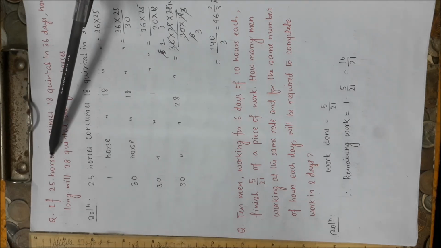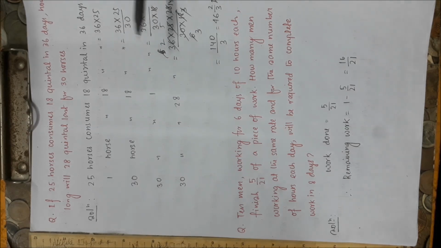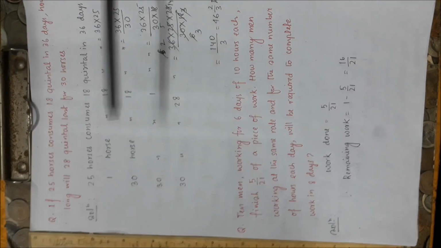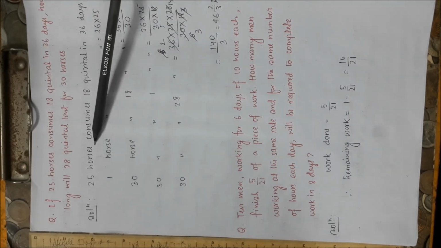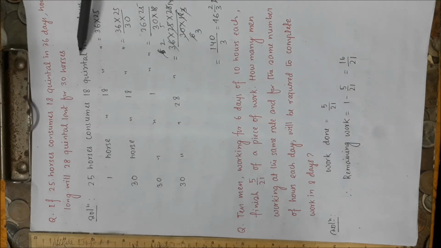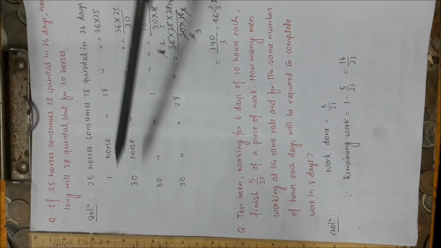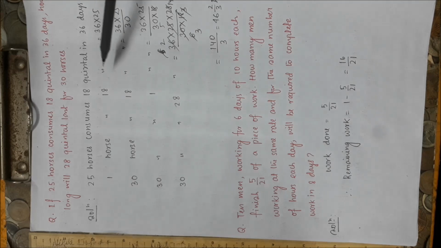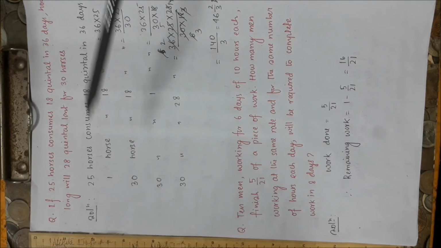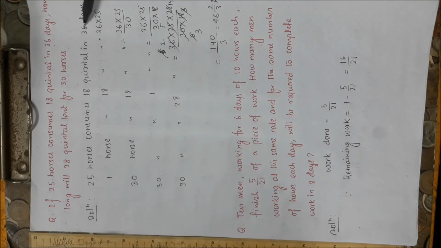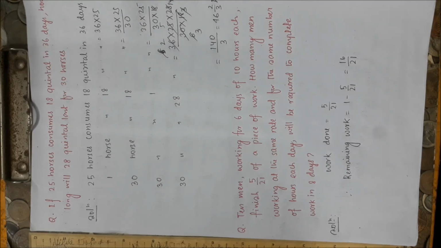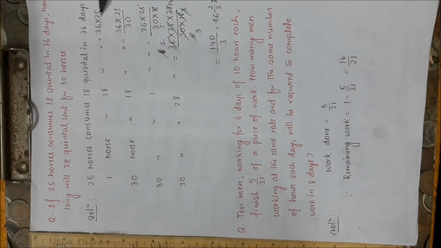There are three data: number of horses, consumption given in quintal, and number of days. So you can do it with the unitary method also. So let us solve this problem. 25 horses consume 18 quintal in 36 days. So one horse requires more time to consume that, so you need to multiply 36 into 25.